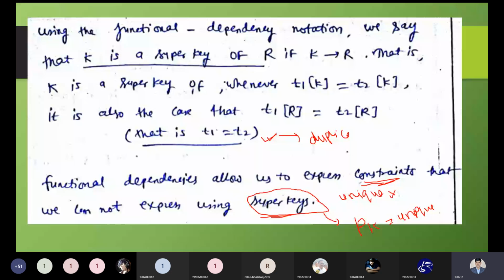So we can say we need normalization. So this is the problem. Now can I move to my next slide for moving to my next concept? Of course, it is part of the functional dependency.